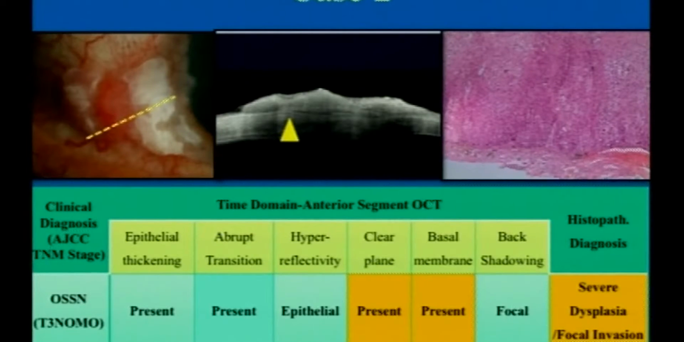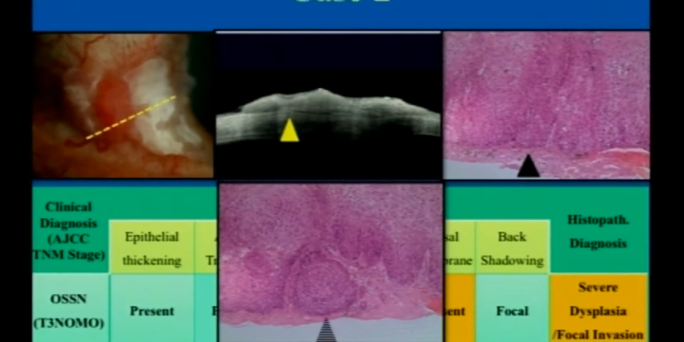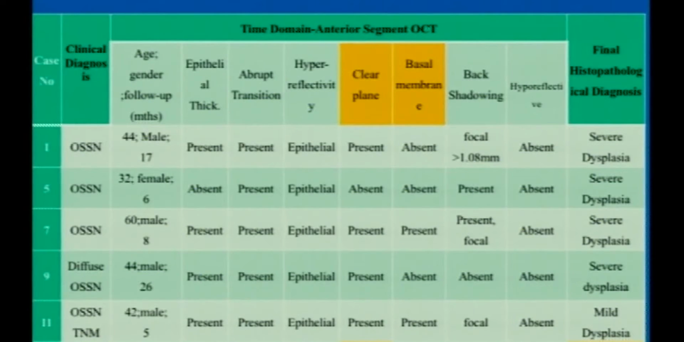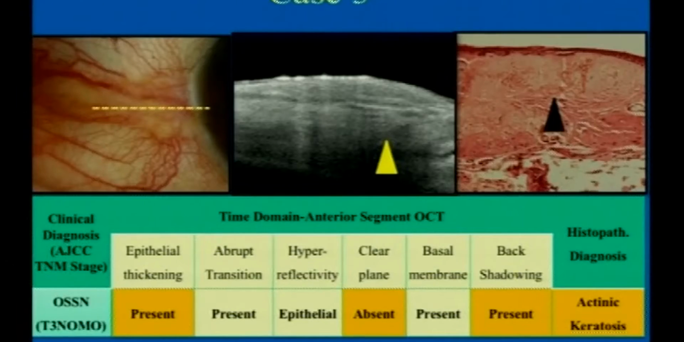Now, when we look at this lesion, it had all the characteristics that you would otherwise label as an OSSN, and you have the clear plane of separation, but there is a focal breach. Interestingly, on histopathology, a focal invasiveness was seen, and that was reported by the pathologist. So there was something going on. The clear plane seemed to be giving us a clue about the possibility of invasiveness. These were all patients who had severe dysplasia, and as I alluded to, a focal absence of the clear plane, and this was focally invasive.